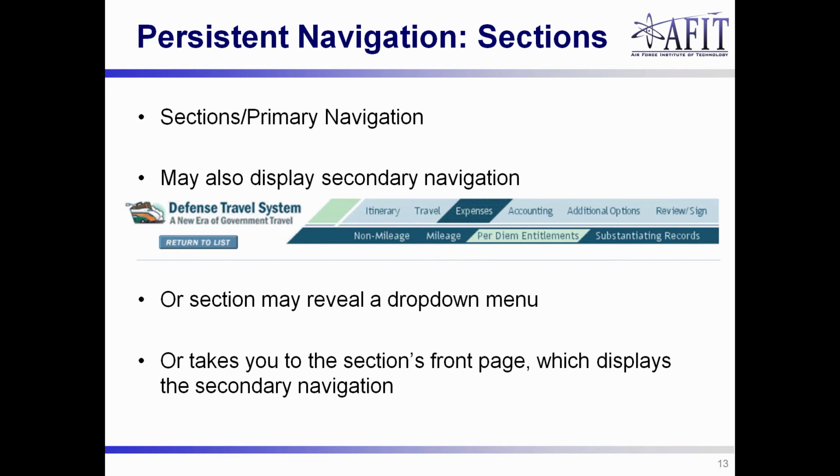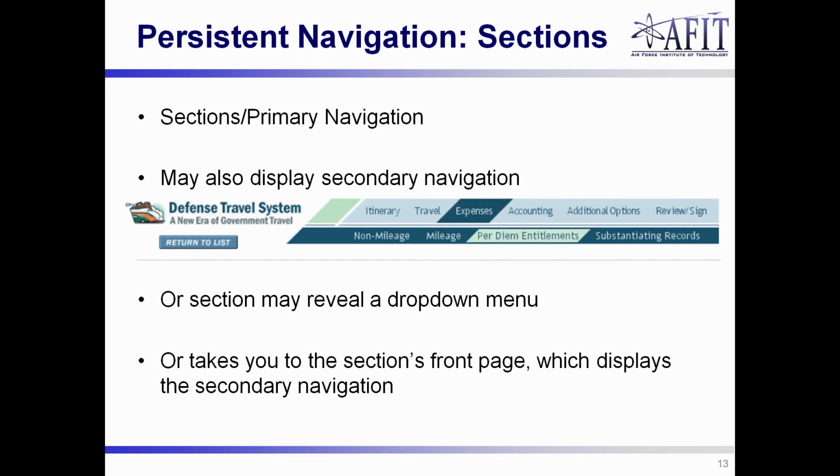In addition to your site ID, you've also got your sections, right? So that's your primary navigation. These are the links to the main sections of the website. In addition to this, you might also see secondary navigation, especially when you click on one of the items in the main section, as you can see here with the DTS menu.